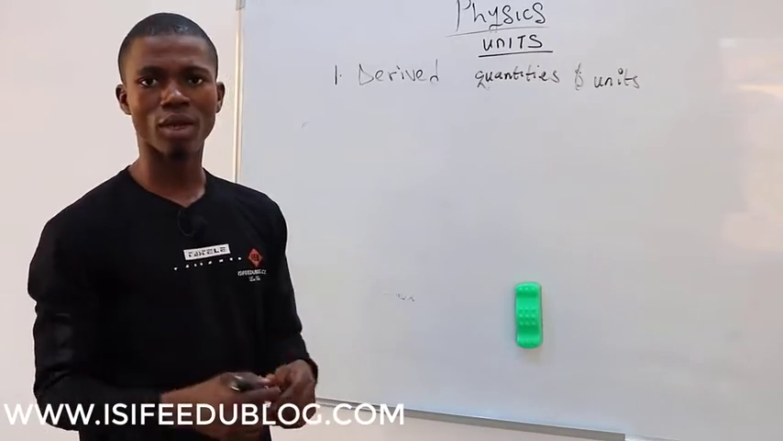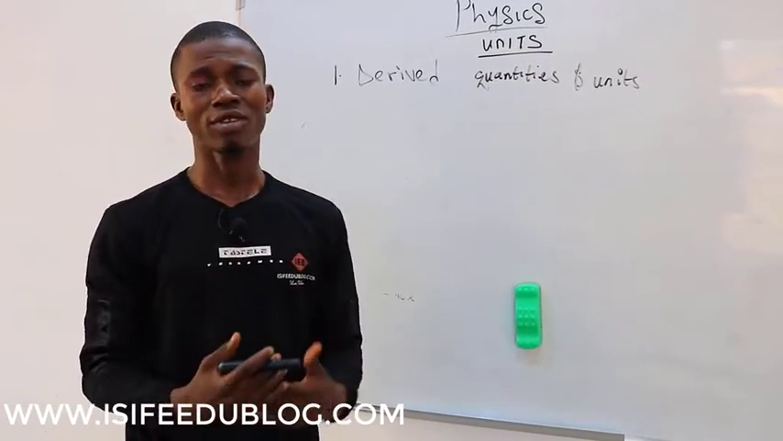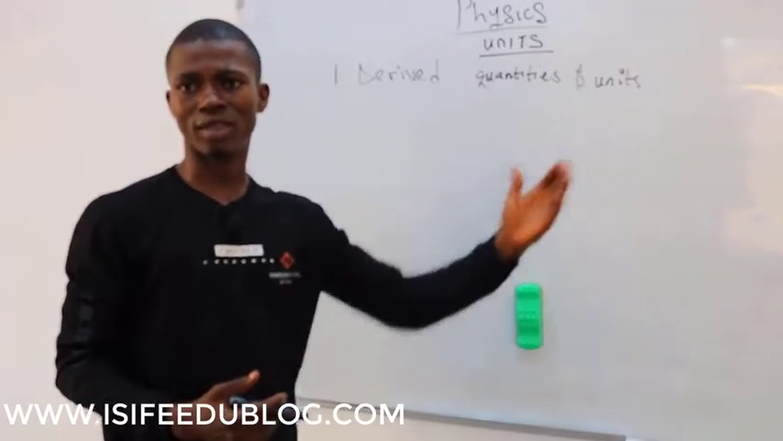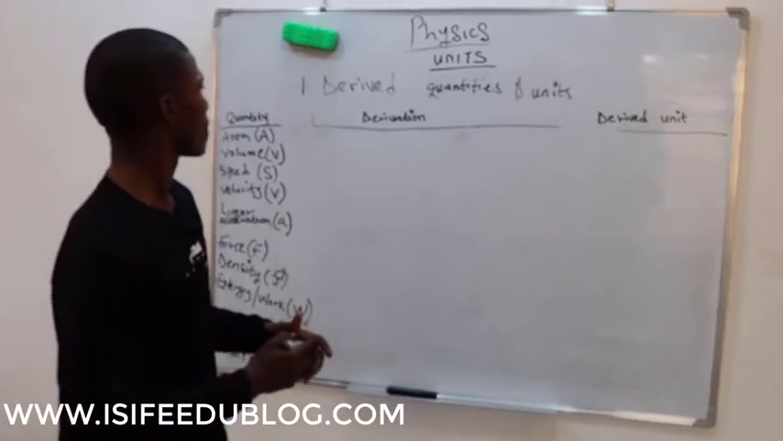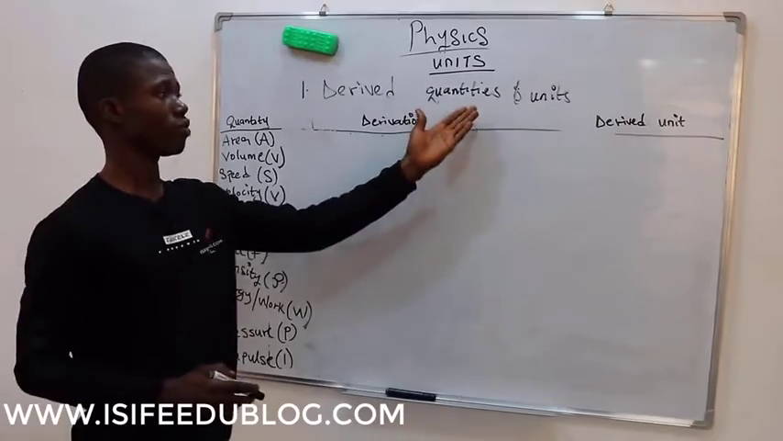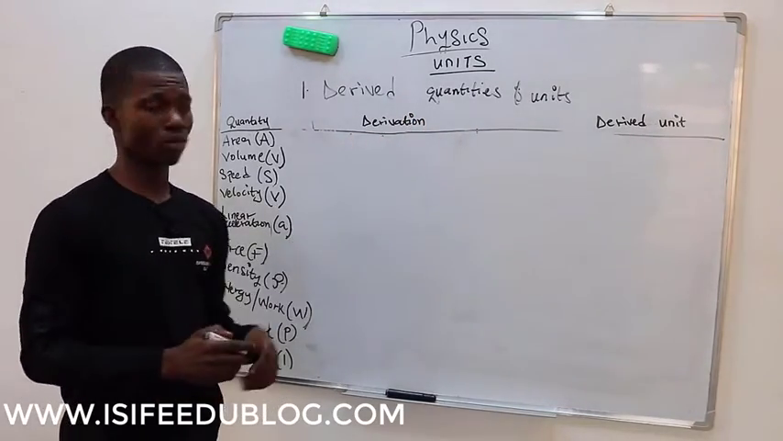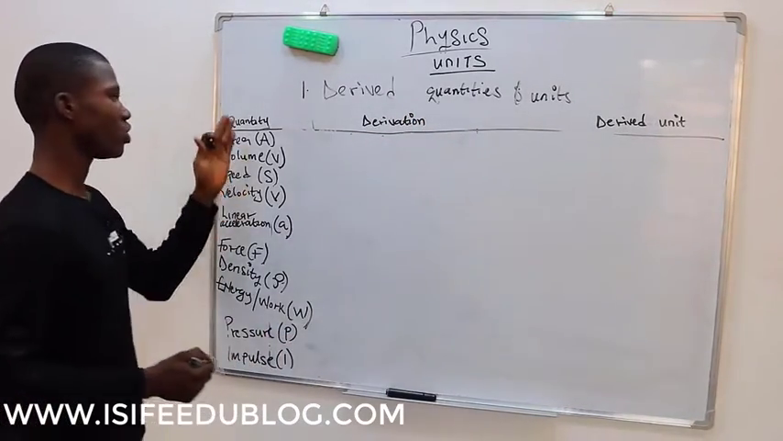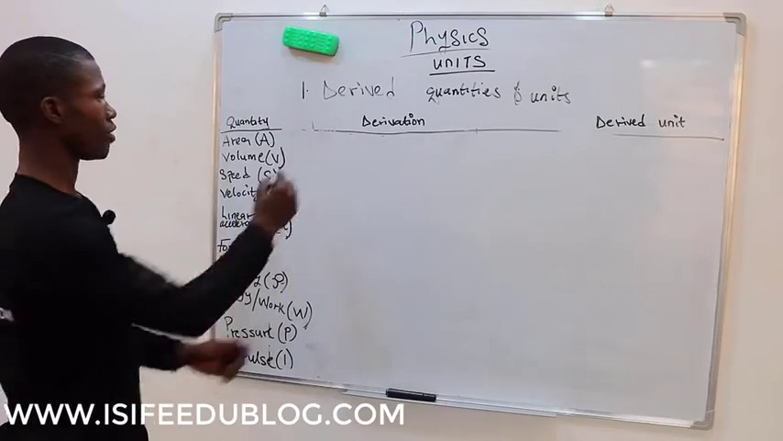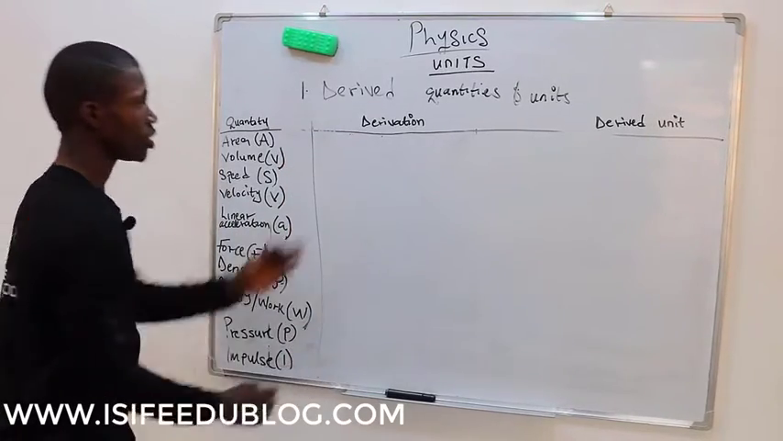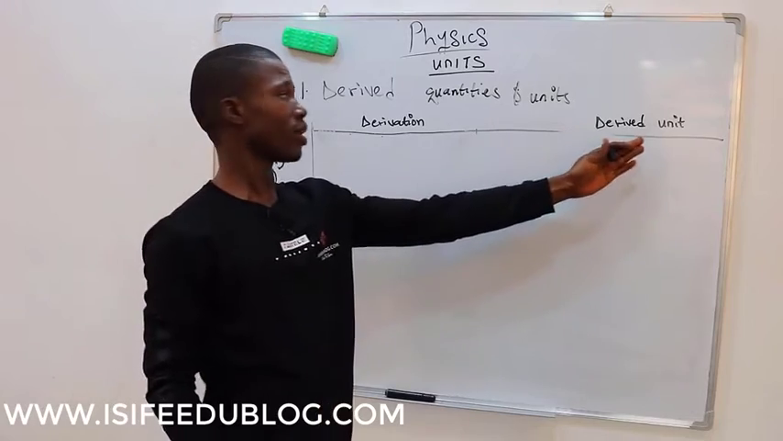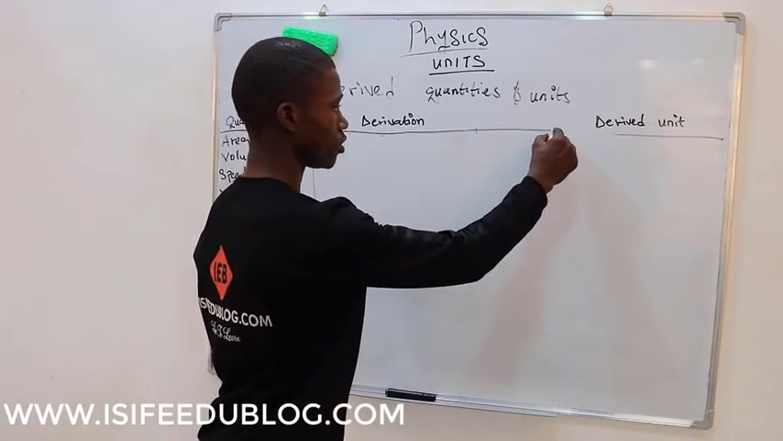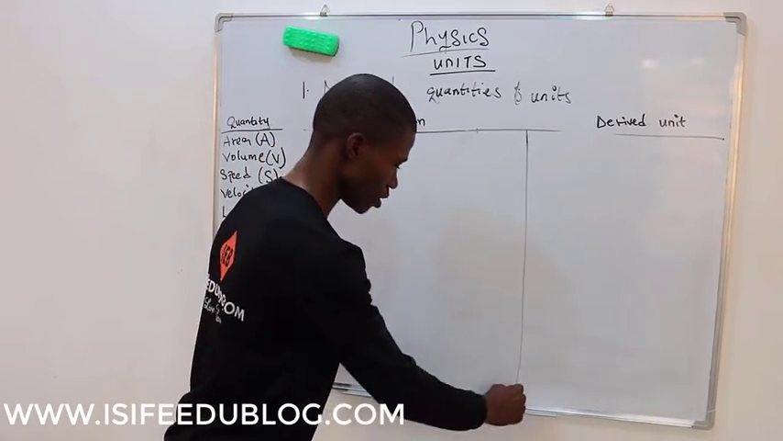Let's give you some tabular representation of derived quantities and how to get their units and their abbreviations. Okay? So, welcome to derived quantities. The tabulation. This column here is for quantities. Here is for derivation. Here is the derived units. So let's demarcate all these tables.